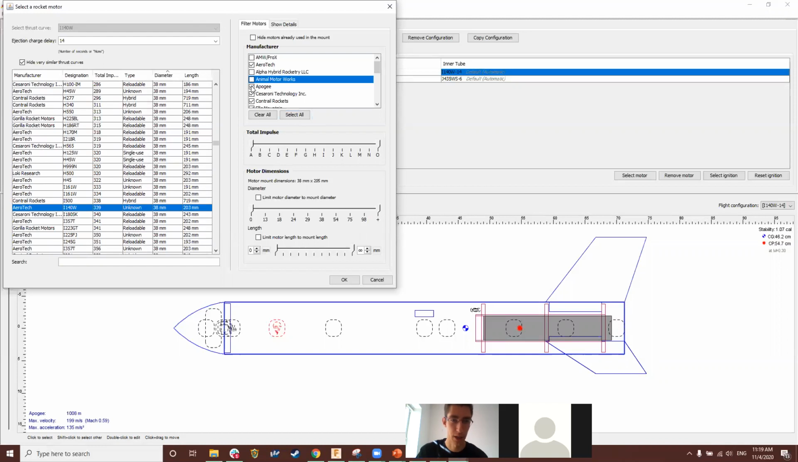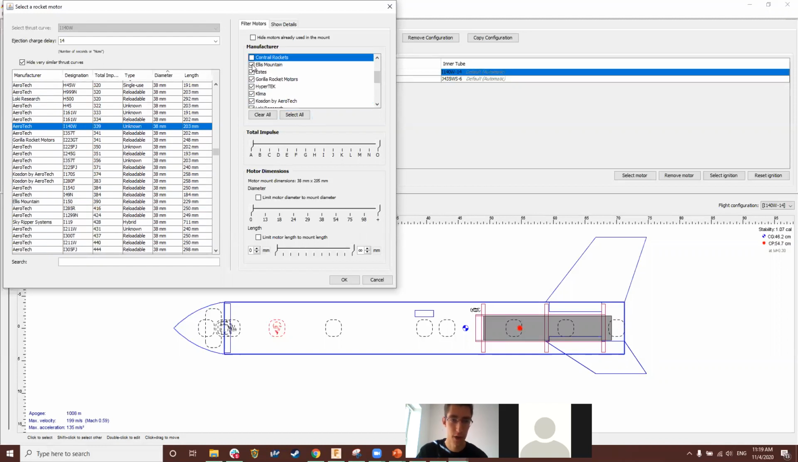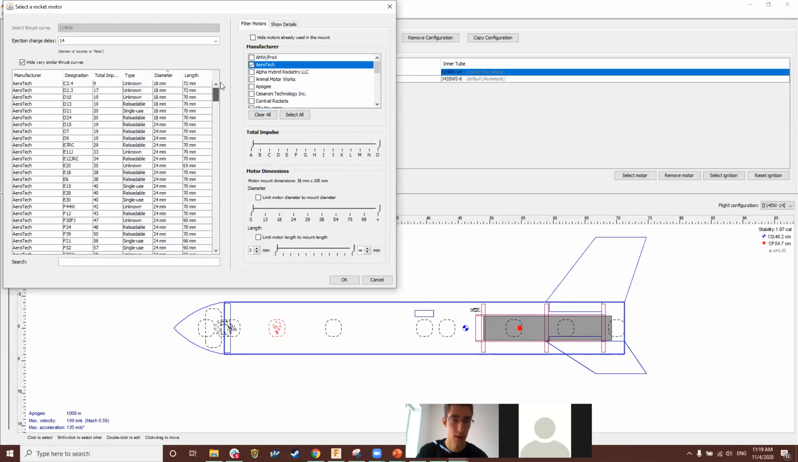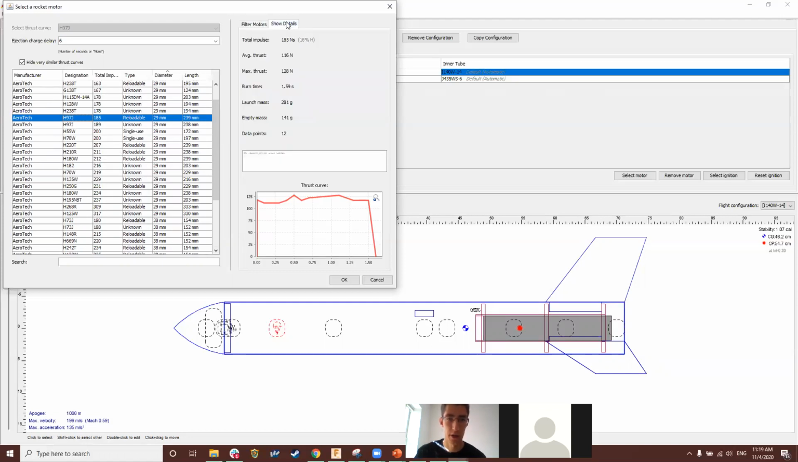I recommend Aerotech motors. We're going to be using single use motors, not reloadable. Single use are much easier to operate. And we are looking for motors, let's say in H class. Yeah, so here's a bunch of motors to choose from. You can look at the details, and here's the thrust curve that I mentioned and a bunch of basic properties that you would like to know.